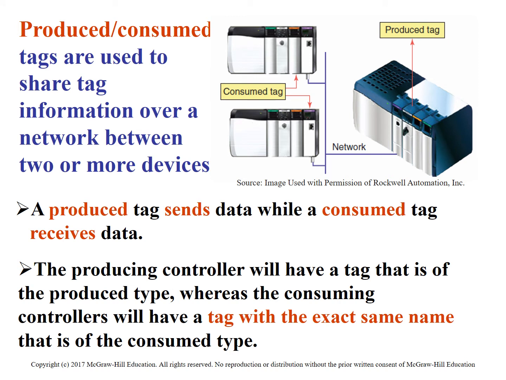Produce and consume tags. These tags are used to share information between processors, between PLCs, so you can share information with two PLCs. The produced tag, of course, is just as it sounds. Produced is the tag that's actually being transmitted from the source PLC, and consumed is the information coming from the other PLC. So they've got an illustration here of how the consume tags are going into the PLC, and the produce tags are coming out of the PLCs. We'll get a chance to play around with that a little bit in lab.